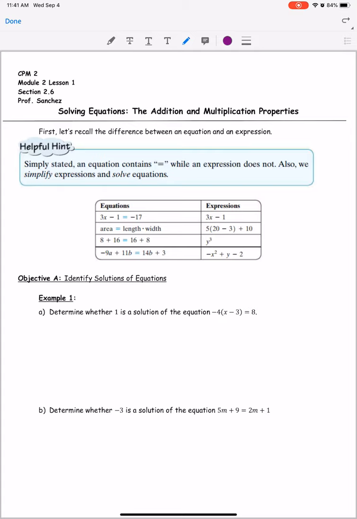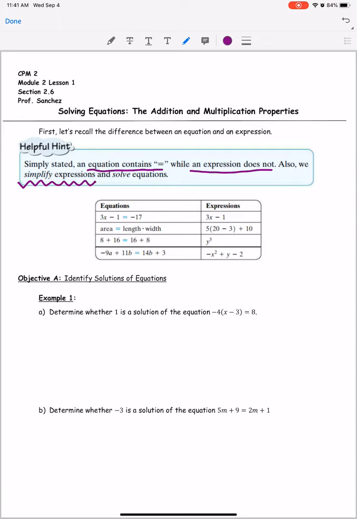So it says first, let's recall the difference between an equation and an expression. This helpful hint says, simply stated, an equation contains an equal sign, while an expression does not. Also, we simplify expressions and solve equations, and it is good to know the difference of these.